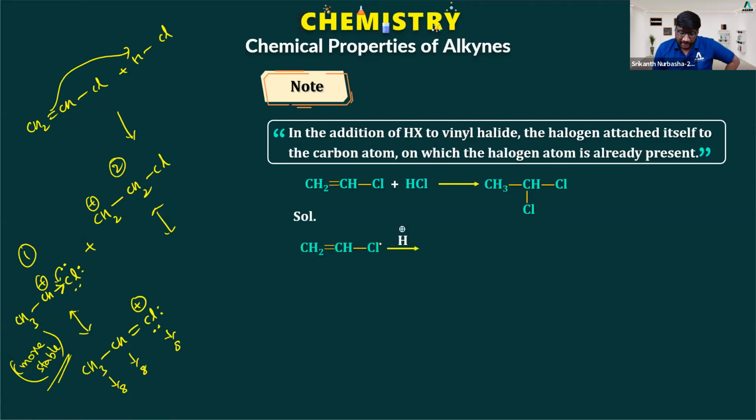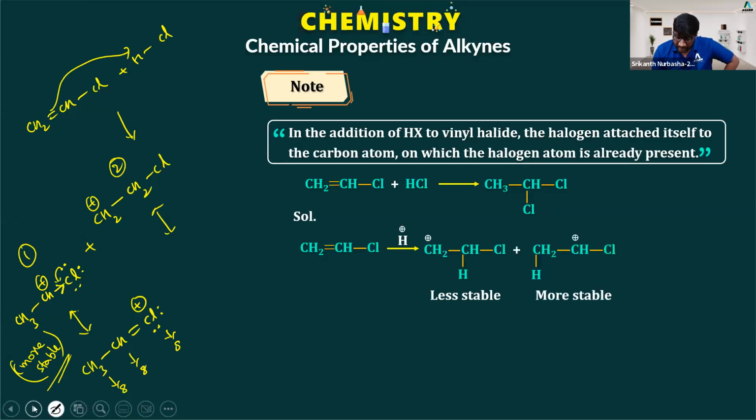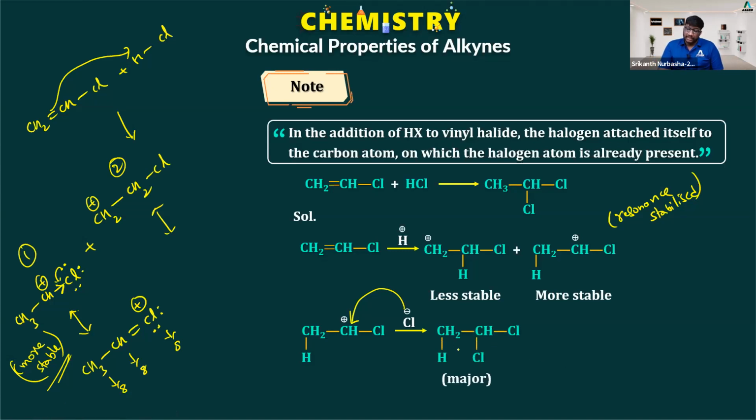CH2 double bond CHCl attacks the H plus. The two possibilities are CH2 plus CH2Cl and CH3 CH plus Cl. It is resonance stabilized. Since it is resonance stabilized, it is now going to be attacked by chloride ion. The chloride ion attacks this particular carbon, generating geminal dihalides, CH3 CHCl CHCl. That's what we are saying. In the addition of HX to vinyl halide, the halogen will attach to that particular carbon atom on which a halogen is already present.